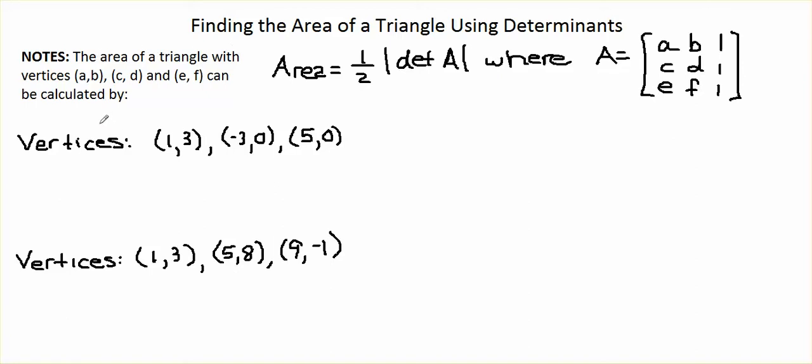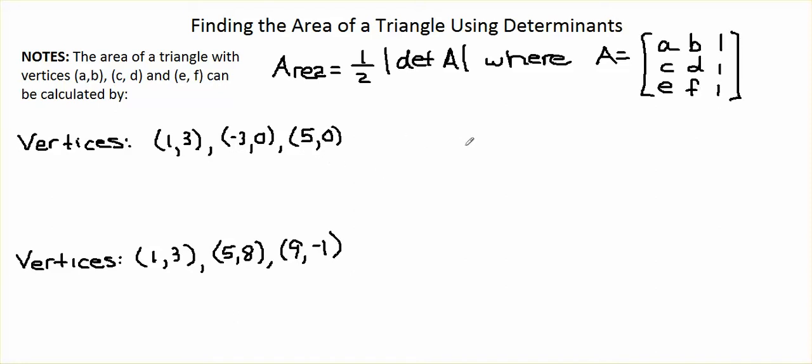The area of a triangle with vertices (A, B), (C, D), and (E, F) can be calculated by finding the absolute value of the determinant of A and then taking a half, where A is the matrix that has all of the vertices in it. That's your A and B for your first vertex, C and D for your second vertex, E and F for your third vertex of your triangle, and the last column in your matrix is filled in with ones.